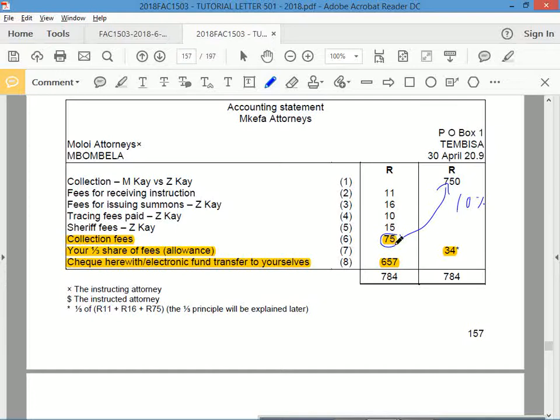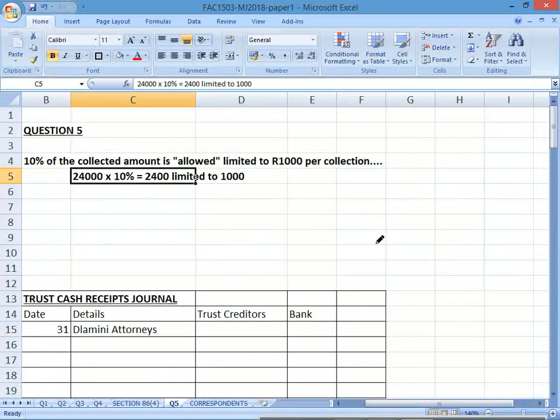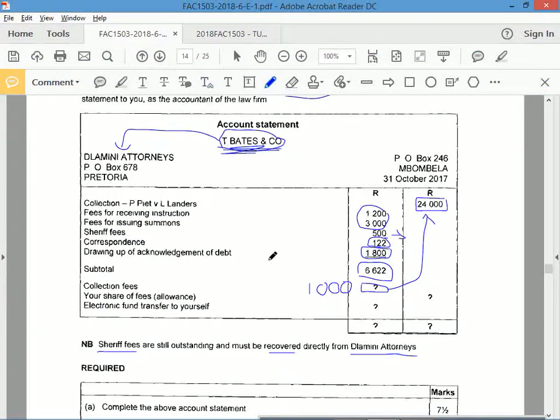Then we have to look at all of these. If you look at the 1/3, the 1/3 is going to be based on the collection fees and the amounts that you would be entitled to. In this example, those two amounts, fees for receiving the instruction as well as fees for issuing the summons, were included in the 75,000 when working out the 1/3. So we would have to look at what fees you would be recovering: the fees for receiving instruction and the fees for issuing the summons. The sheriff fees, no.